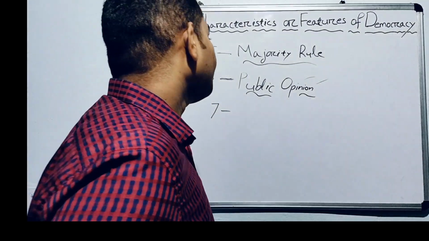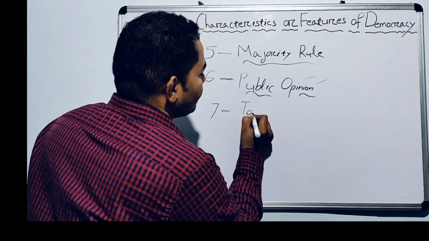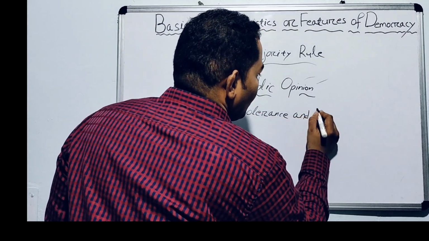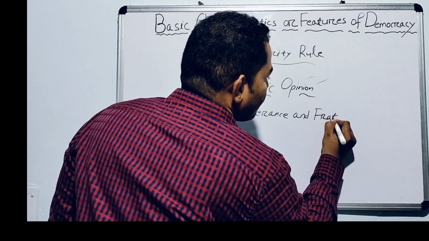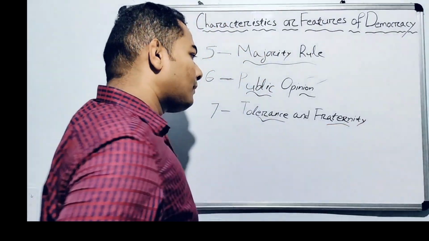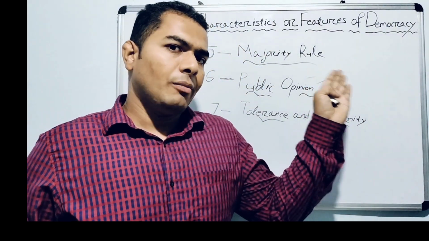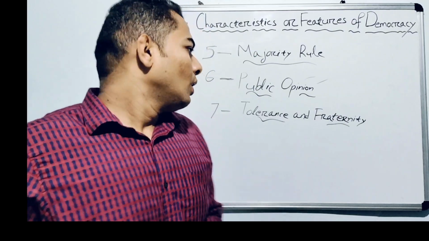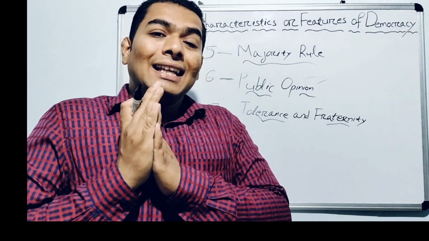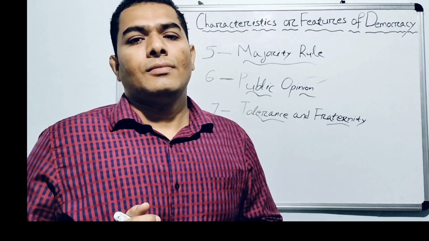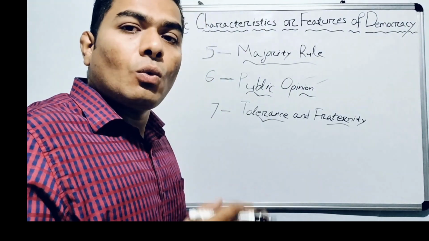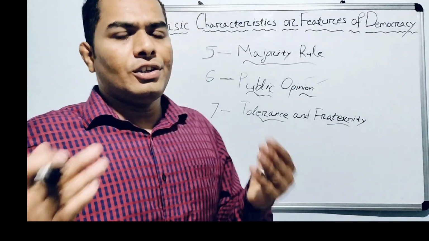tolerance and fraternity. Tolerance and fraternity are also important basic features or characteristics of democracy. So what are tolerance and fraternity? Tolerance means that in a democracy we see toleration by the government and toleration by the people. Now we will discuss how there is toleration.